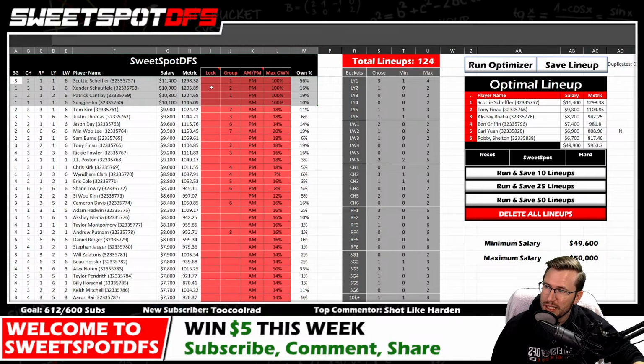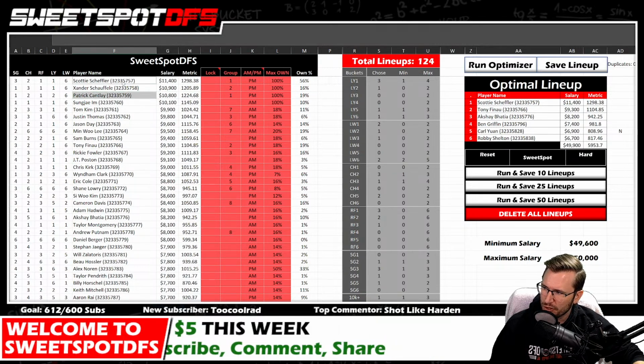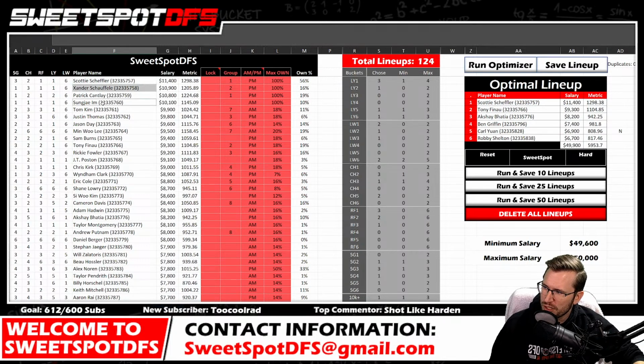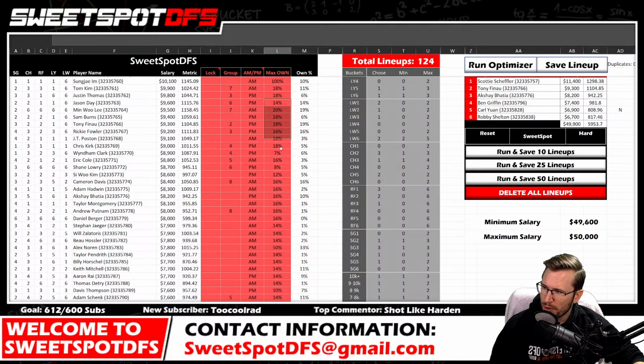Now, I did anchor a lot of these lineups. I built it in to make sure it selected Xander. I didn't really have to do anything with Cantlay. It was the optimizer liking Cantlay or Scheffler a lot, but I had to force it to pick Sung Jae or Xander. And then the rest of them, the exposures are here. This is my max exposures.